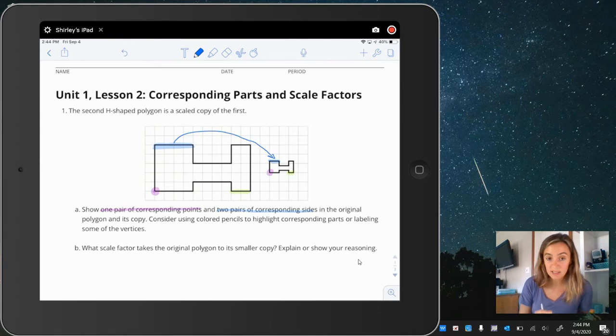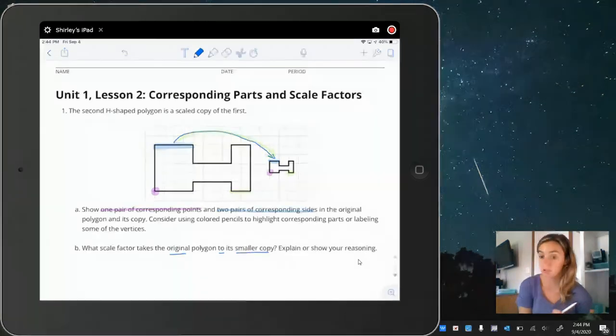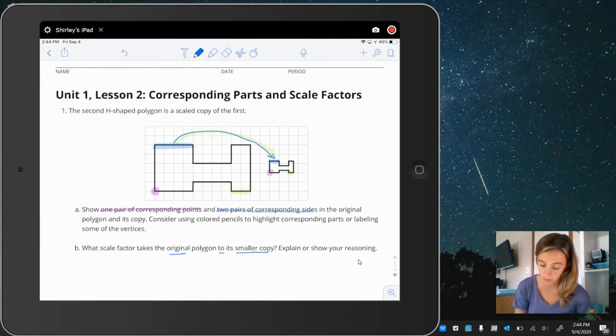So I have to pay attention to the language. It says what scale factor takes the original to its smaller copy. That means I'm going from the bigger one all the way down to the smaller one. If I'm going from big to small, since I'm ending up in the smaller shape, I'm pulling that smaller number first. So I want to count my sides.